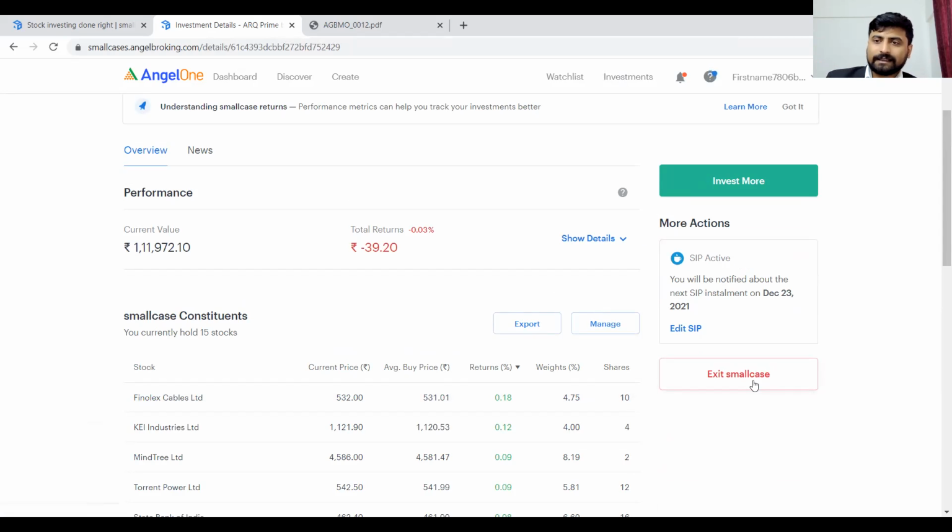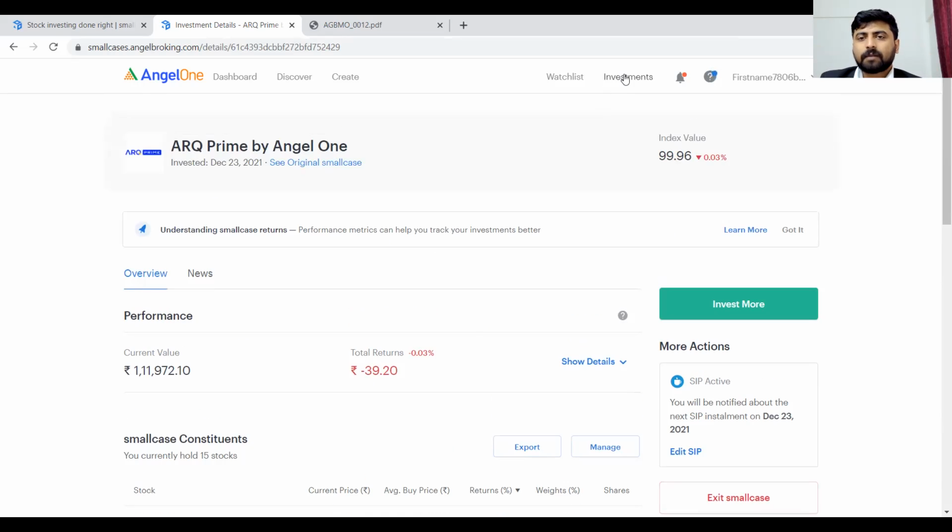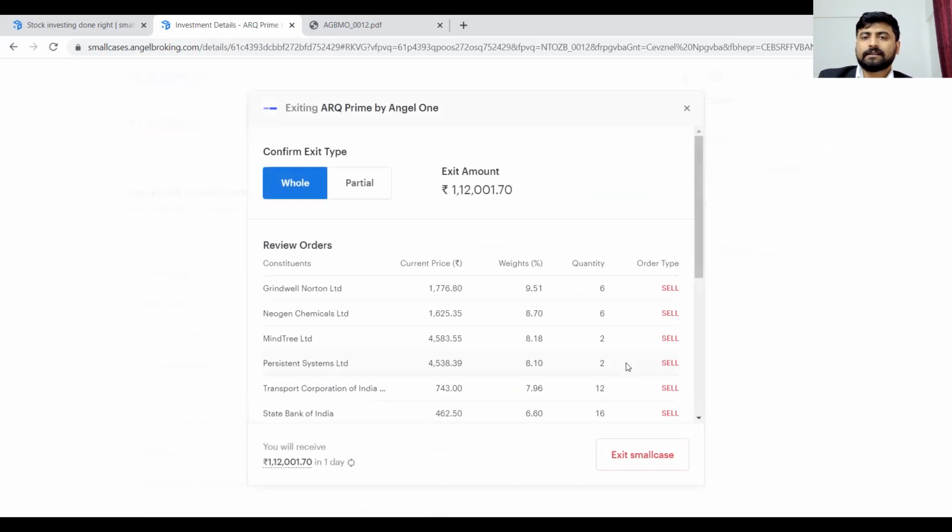If you wish to exit this at any point of time, because the smallcase has managed to generate enough returns, or you want to liquidate because of wanting cash to be available in your trading and demat account, it could be a variety of reasons. You might want to participate in another smallcase. If you wish to do that, you'll just have to come down to My Investments, select the smallcase of your choice, scroll down and click on Exit Smallcase.